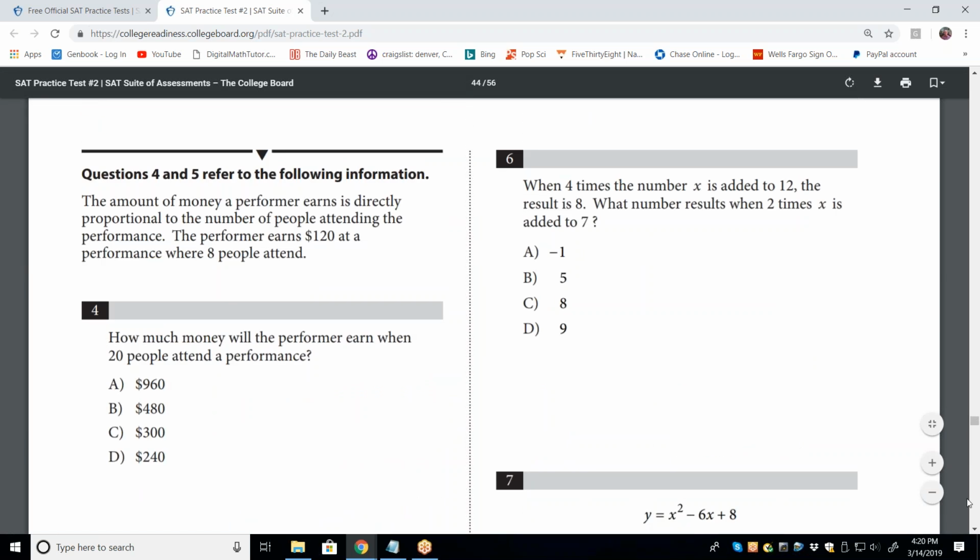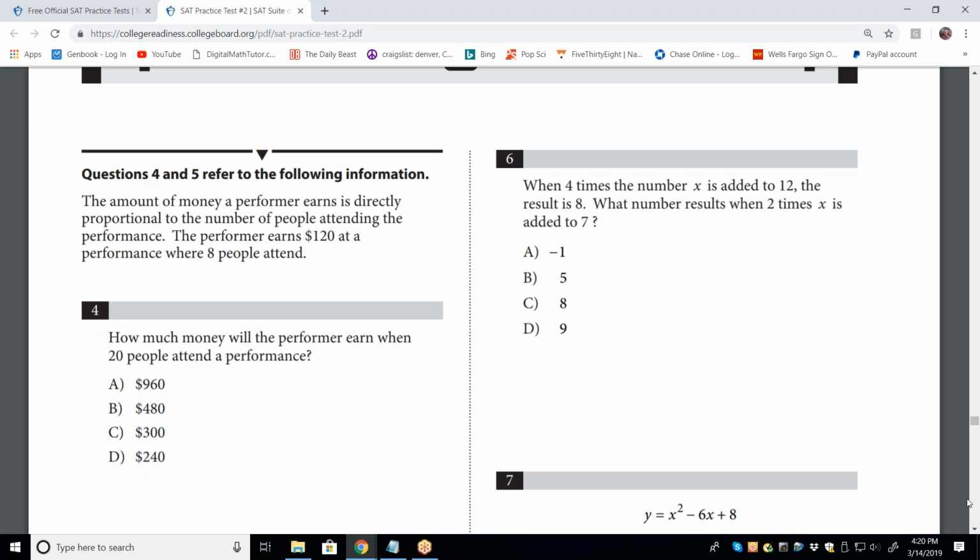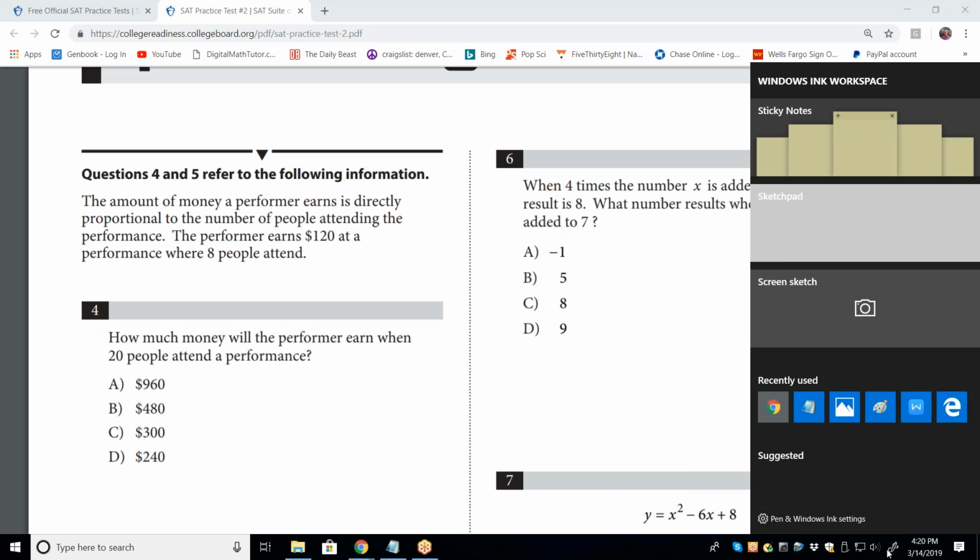Number 6. You'll notice so far you haven't really needed a calculator, right? Yeah. Okay, go ahead. Give me the equation that this translates to. Okay, so I have 4x plus 12 is equal to 8.